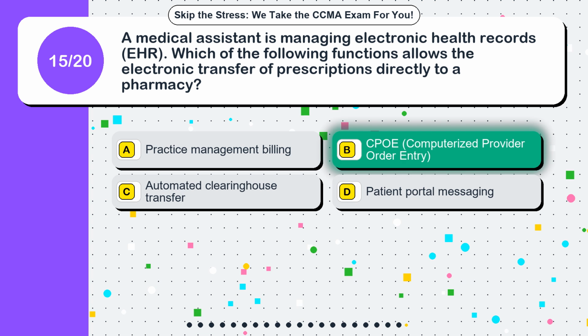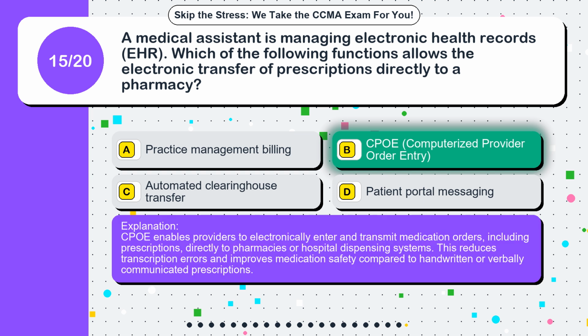The correct answer is option B, CPOE, computerized provider order entry. CPOE enables providers to electronically enter and transmit medication orders, including prescriptions, directly to pharmacies or hospital dispensing systems. This reduces transcription errors and improves medication safety compared to handwritten or verbally communicated prescriptions.